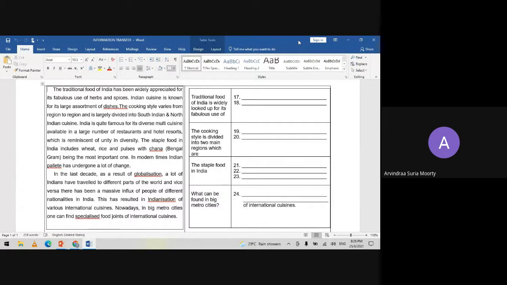In modern times, Indian palate has undergone a lot of change. In the last decade, as a result of globalization, a lot of Indians have traveled to different parts of the world and vice versa. There has been a massive influx of people of different nationalities in India. This has resulted in the Indianization of various international cuisines. Nowadays, in big metro cities, one can find specialized food joints of international cuisines.